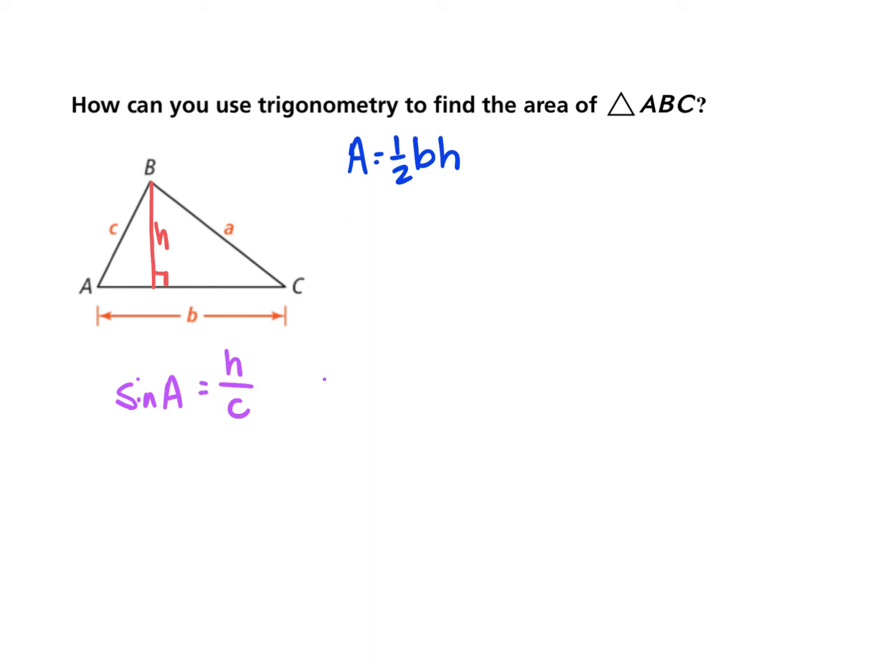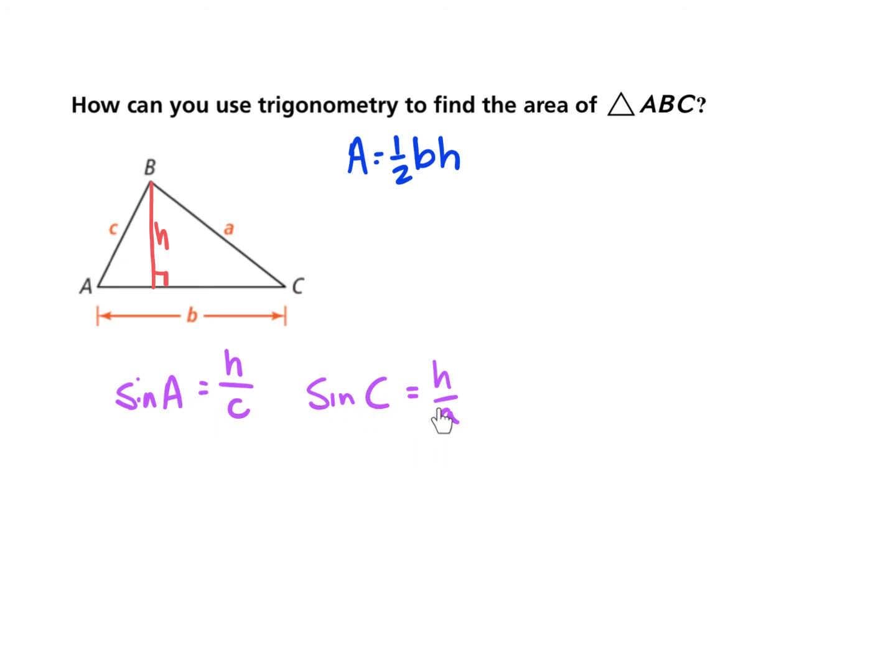I could also say that the sine of angle C would be equal to H over A, and both of these work because in this representation, I'm looking at this right triangle. C would be the hypotenuse of this right triangle right here. H would be the side opposite angle A. If I shift over to this right triangle, A is the hypotenuse, H would be opposite angle C. So if I look at angle A and I say sine of angle A would be opposite over hypotenuse, that would set up this equation. Or sine of angle C would be opposite over hypotenuse, that would set up this equation.